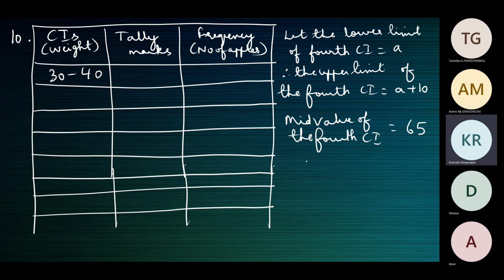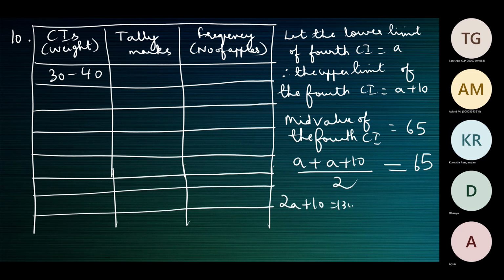Now under this, how do you find the mid value? Lower limit A plus the upper limit A plus 10 by 2. This is how you find the mid value, and that is equal to 65. This is how you work it. So 2A plus 10 is equal to 130. 2A is equal to 120. A is equal to 60. So the lower limit of the fourth class interval is 60. So the upper limit will be 70. 60 plus 10, 70. Fourth class interval, 1, 2, 3, 4. This one is 60 to 70.